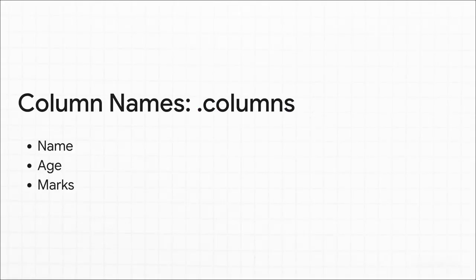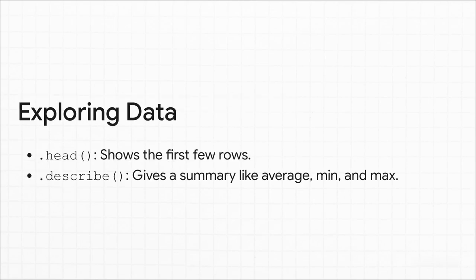And of course, we need to know what our columns are actually called, right? Using .columns gives us this nice, clean list of all our headers. So we know we're looking at name, age, and marks. Now, this is where we get out our magnifying glass. The .head command is awesome. It lets you peek at just the first few rows, so you don't have to scroll through thousands of them. But .describe, wow, this one is a real game changer. With one single command, it gives you this powerful statistical summary. The average age, the highest mark, the lowest mark, the whole shebang.